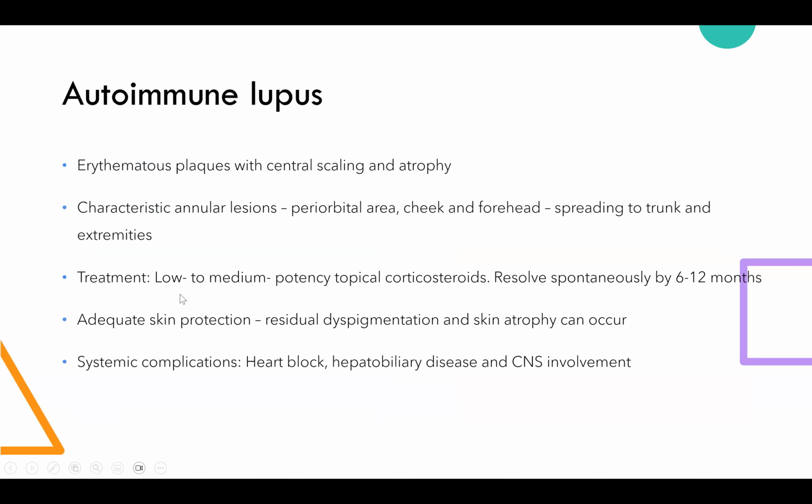Treatment is with low to medium potency topical corticosteroids. They usually resolve spontaneously by 6 to 12 months. Adequate skin protection is needed because they can have residual dyspigmentation because of skin atrophy. Systemic complications should be worked out because the mother is a known case of lupus, like heart block, and hepatobiliary disease like transaminases, and CNS involvement should be looked for.